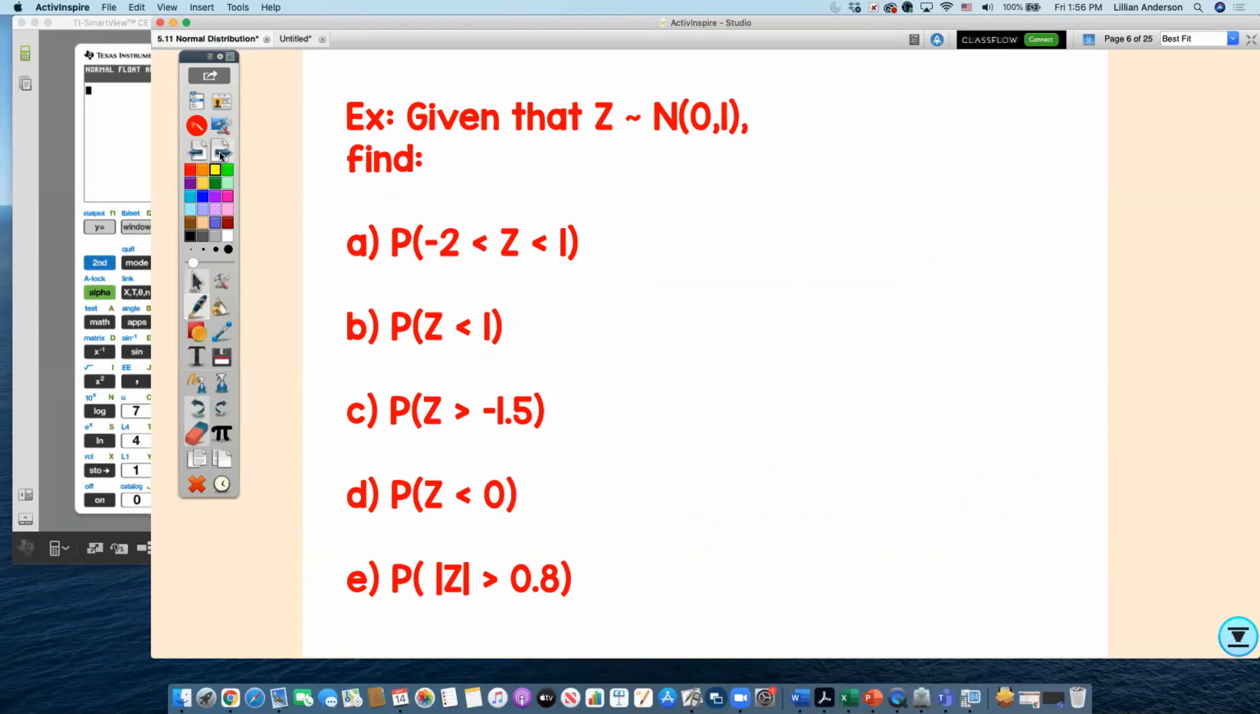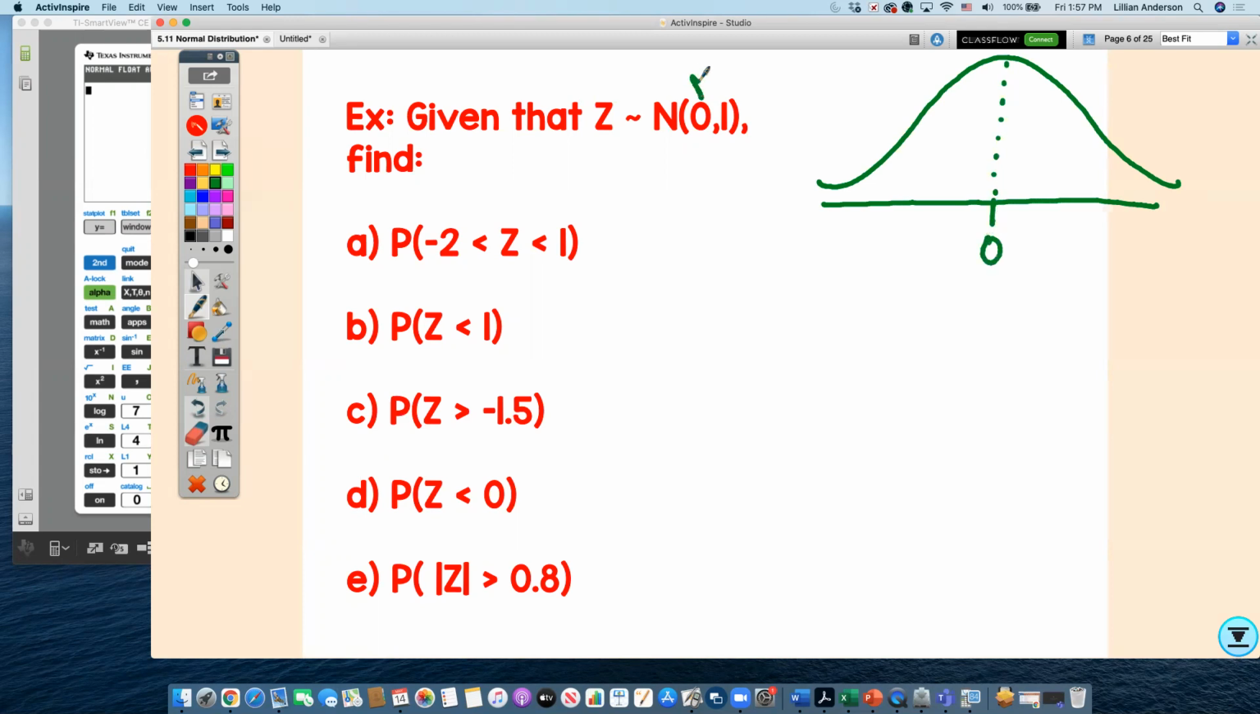So it says, given that Z implies N(0, 1). That notation tells you that you have a standard normal distribution curve, where your mean, which is in the middle of your distribution, is 0. How do I know that? Because remember, it always goes mean, standard deviation squared, which is variance, right?